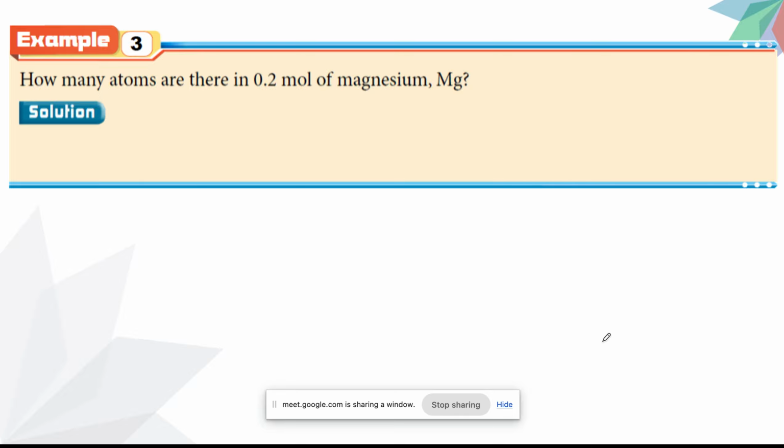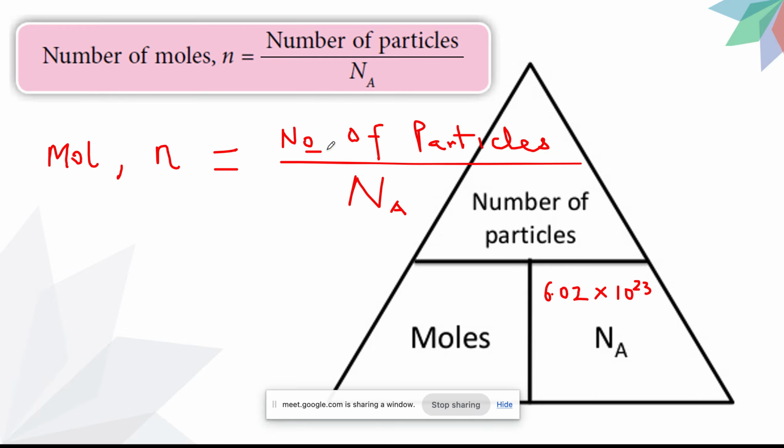Now let's take an example. Let's solve this example. How many atoms are there in 0.2 mole? Right? They're asking for the number of particles.